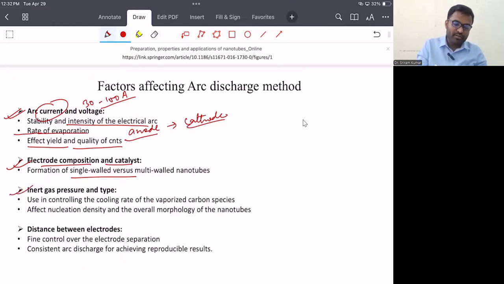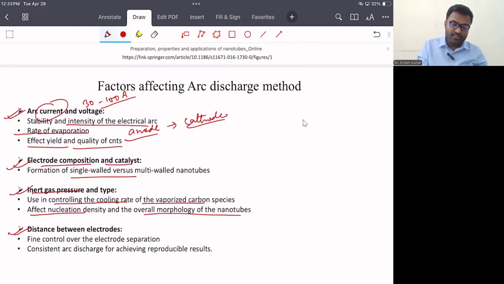The third important aspect is the inert gas pressure and type. The inert gas pressure helps in stabilizing the arc, and it also helps in controlling the cooling rate of the vaporized carbon species, which affects the nucleation density and the overall morphology of the nanotubes.